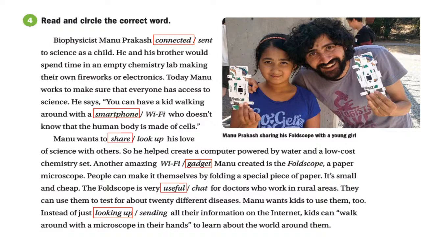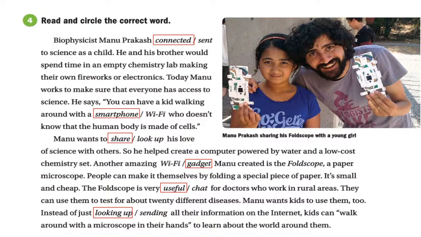He says, you can have a kid walking around with a smartphone who doesn't know that the human body is made of cells. Manu wants to share his love of science with others. So he helped create a computer powered by water in a low-cost chemistry set. Another amazing gadget Manu created is a foldscope, a paper microscope. People can make it themselves by folding a special piece of paper.